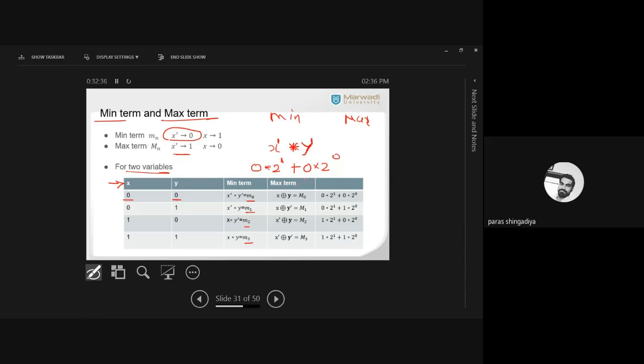So y dash का output 0 है, तो 0 के साथ multiply होगा 2 raised to 0, और x dash का output भी 0 है, तो उसके साथ multiply होगा 2 raised to 1. So what is the total? It will be 0 plus 0. Okay, and 0 plus 0 is equal to 0 always. So the first term will get a 0 answer, so that represents the m0. Is it clear? Is there any doubt to anyone?